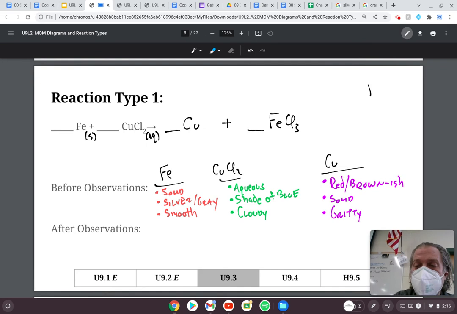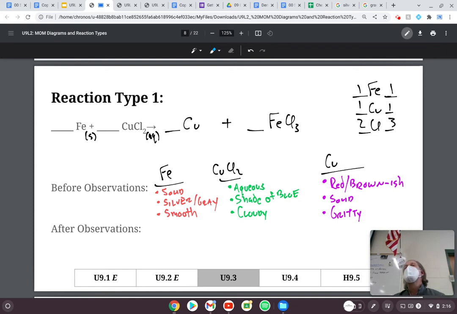So I know going from left to right, I've got Fe, I've got Cu, and I've got Cl. On my reactant side, I've got one Fe, one Cu, and two Cls. And on my product side, I've got one Cu, one Fe, and three Cls. So again, going from left to right, my irons, I have one on each side. Yes, ma'am? Why is it Cl3 and not 2? The question is, why is it Cl3 and not 2?